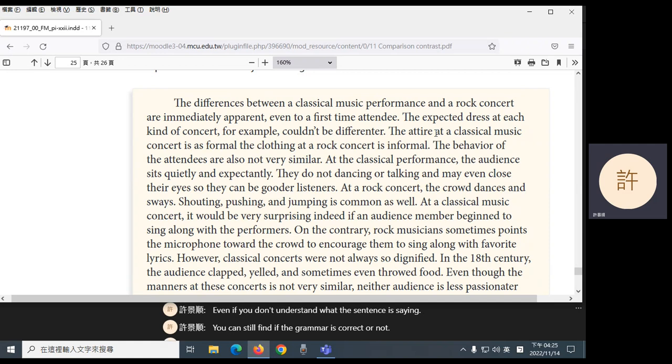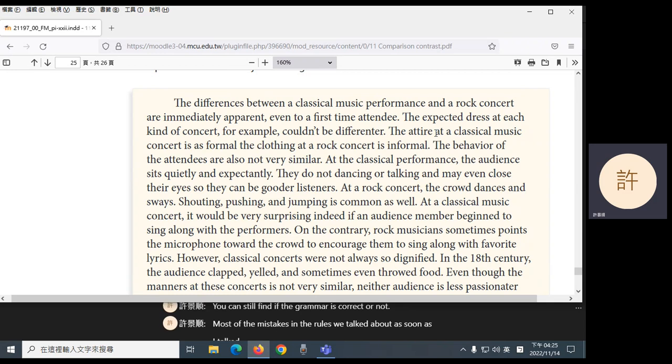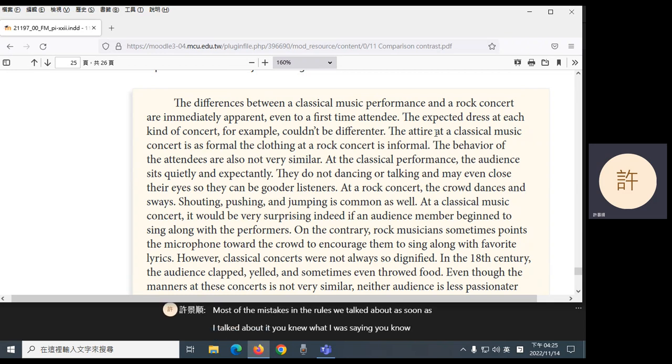Most of the mistakes and the rules we talked about, as soon as I talked about it, you knew what I was saying. You know the rules. You just didn't notice that it was wrong. So that's the part that we need to practice more. And so I usually give the advice that when you're checking your own work for grammar mistakes, read it multiple times. Each time you read, focus on one kind of mistake.